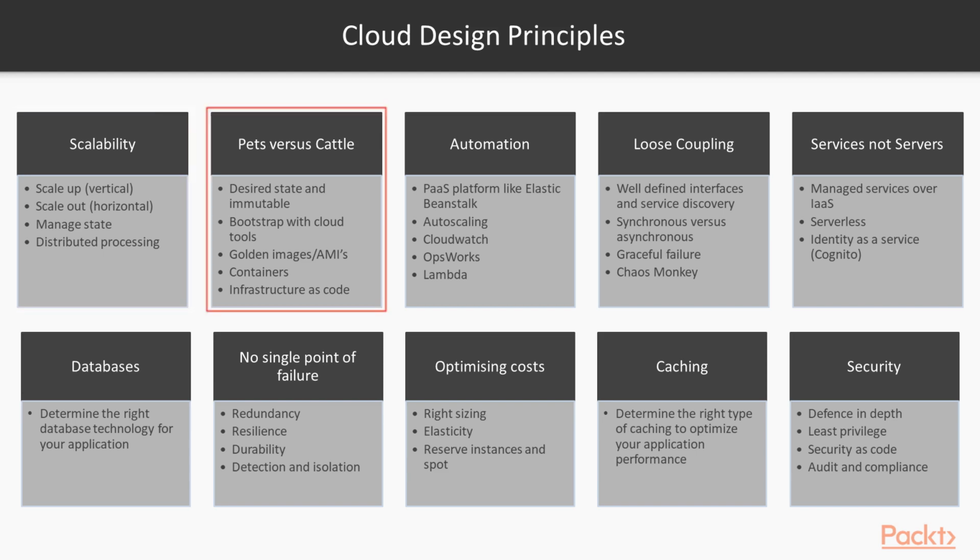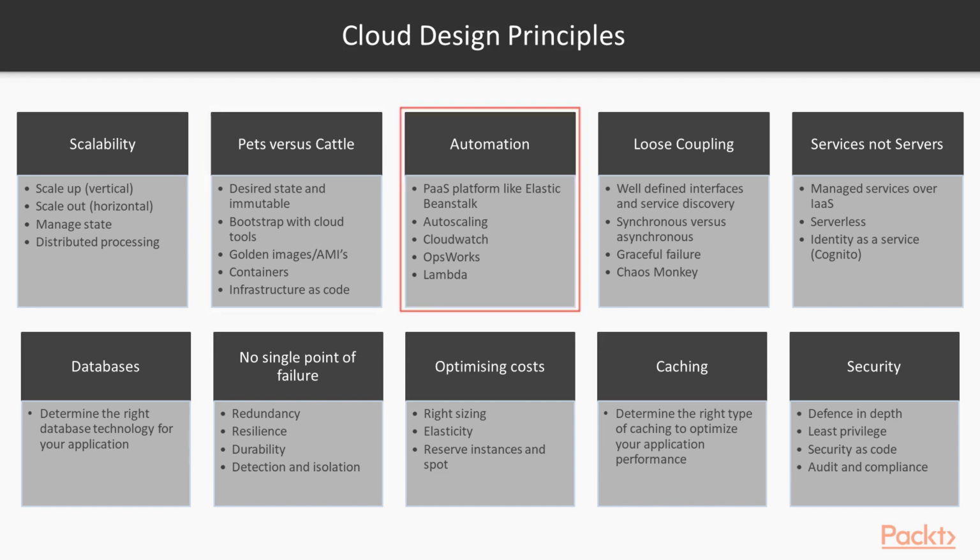Pets versus cattle is something that came from the US. So think of your servers, rather than nice fluffy animals that you give names, as cattle, and then don't worry about them too much. It's maybe not a great analogy, but it's used a lot in the cloud context. So basically, don't put too much stock in your servers. Be prepared to create new ones. If it's not working, don't spend too much time investigating why. Simply destroy it and create it again using automation, which is the next box.